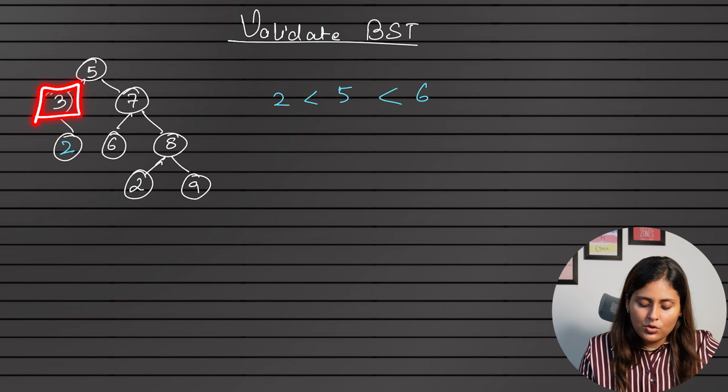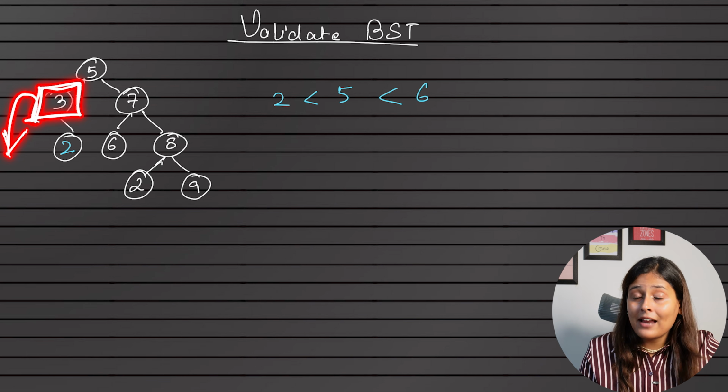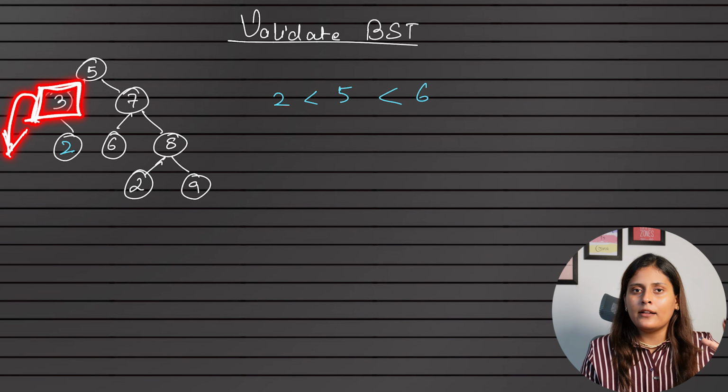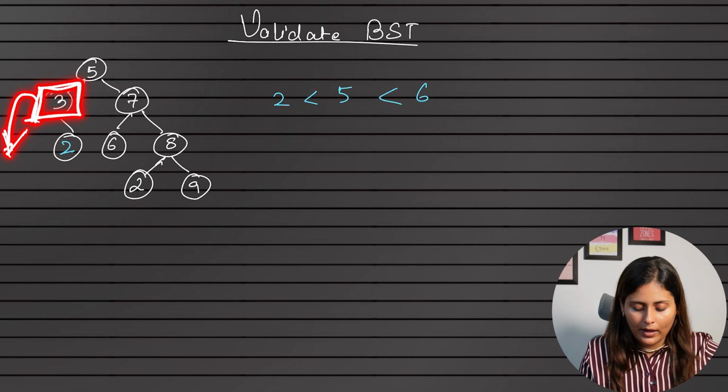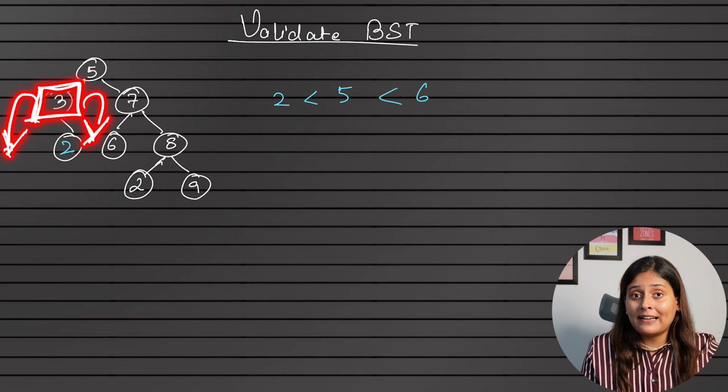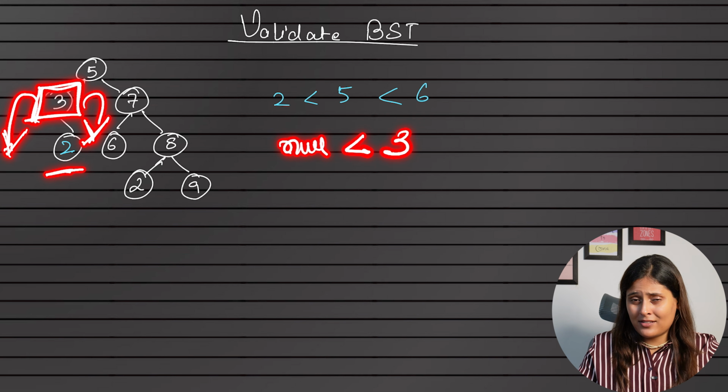Let's say 3. So we move to the 3 and we want to go towards the left side and get the maximum value, but as it is null, it's already following the rule. Now we'll move towards the right side and get the minimum value, and we got 2. So the rule should be that it should be greater than, but it's not there, so null.